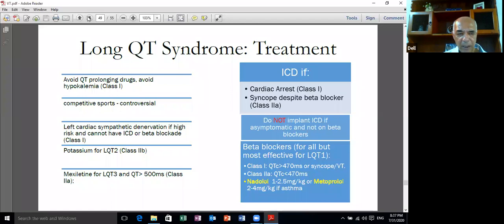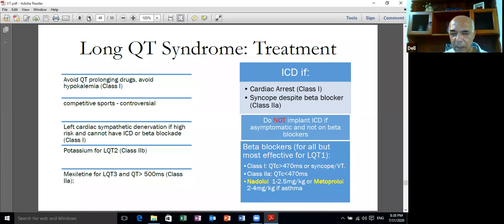Potassium infusion is valuable in long QT2, which is due to loss of function of IKr, and mexiletine, as I said, is important in long QT3. So what's the indication for ICD? You cannot implant an ICD if the patient is responsive to beta blockers, but it's indicated for cardiac arrest and syncope despite being on beta blockers.